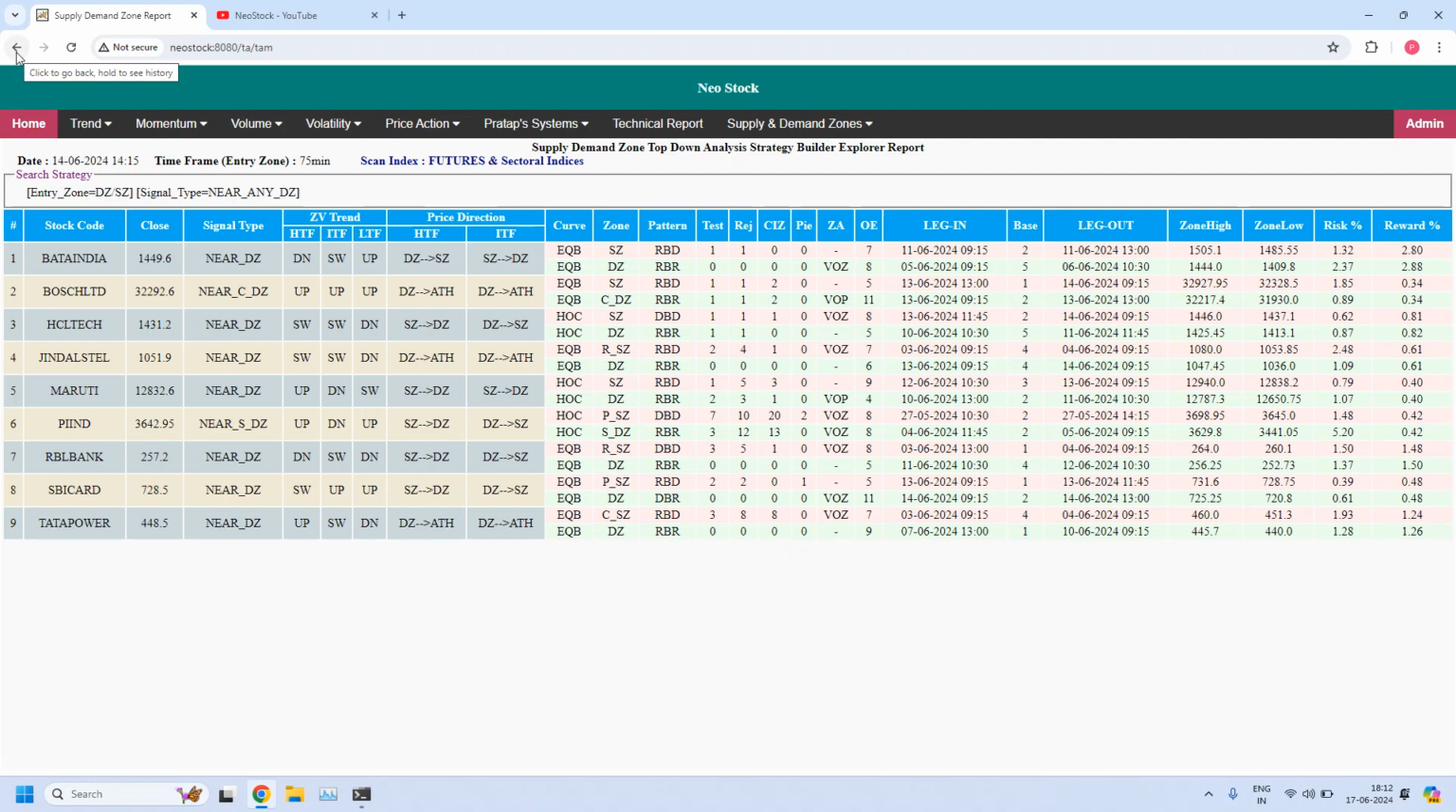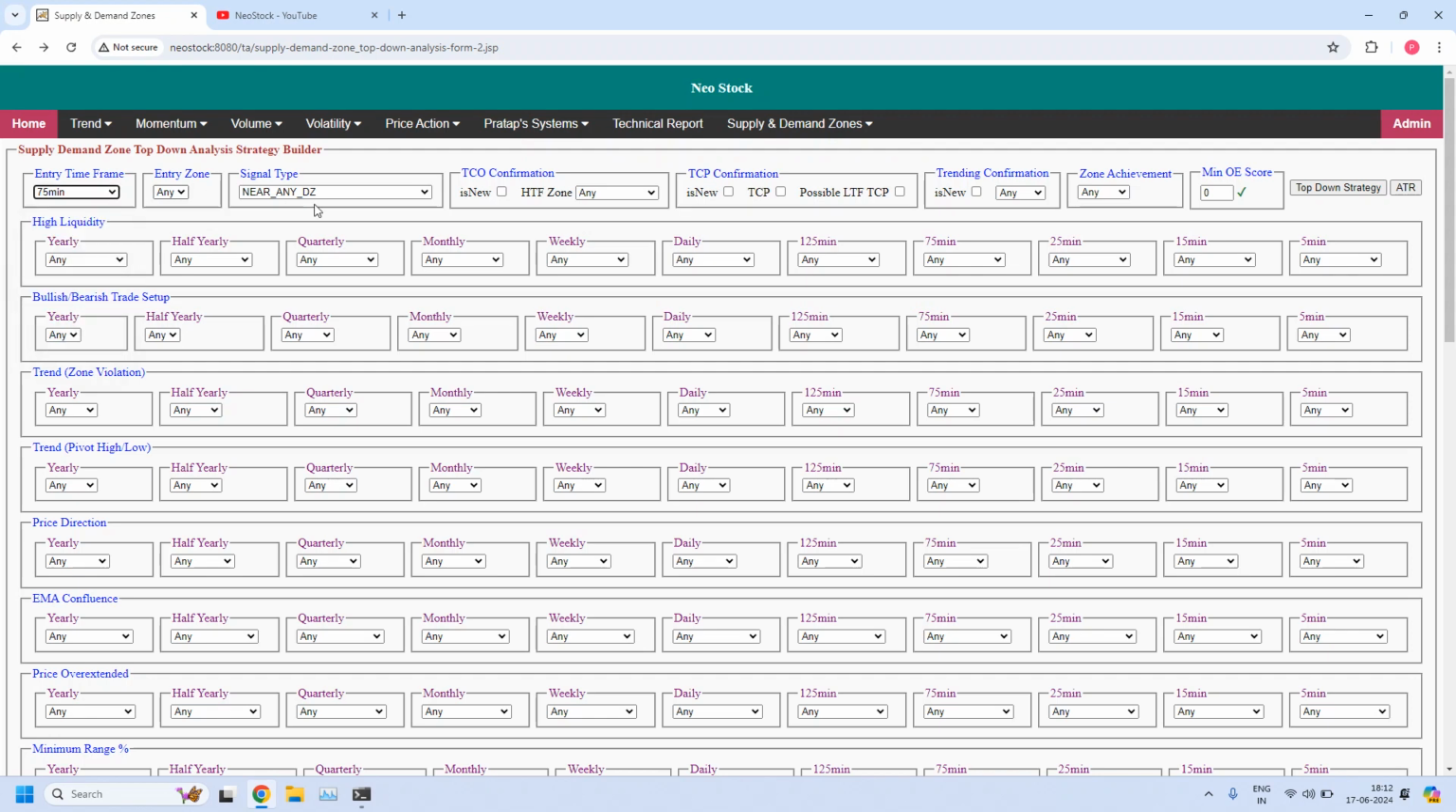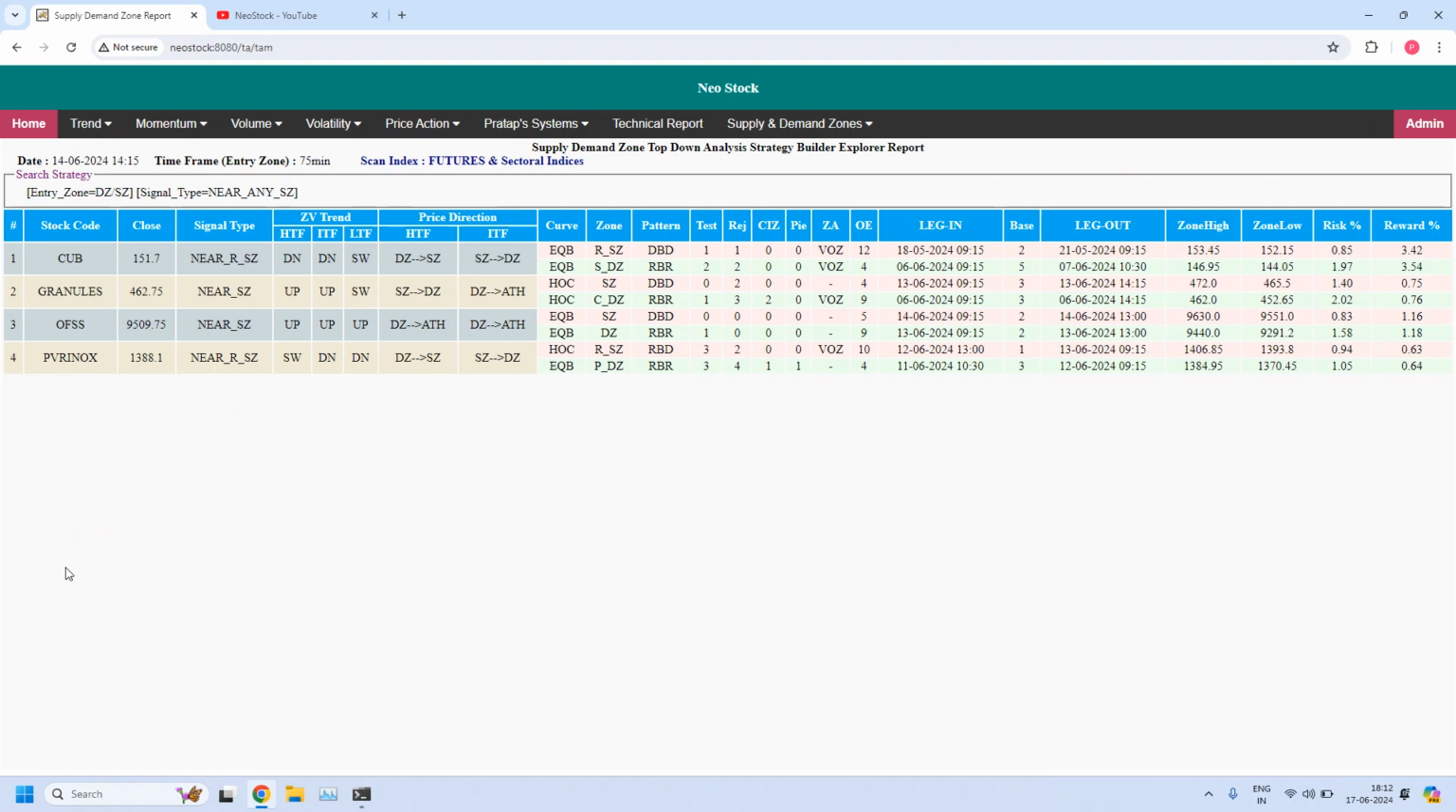Now we will generate supply zones. I am going back. For 75 minutes time frame, let us find the stocks near 75 minutes supply zone. 4 stocks are filtered. The first one, Cub, is a high liquidity supply zone, but it is also having a high liquidity demand zone. And next one, PVR Inox, is also having a high liquidity supply zone. So these are the high liquidity demand and supply zones from this list.